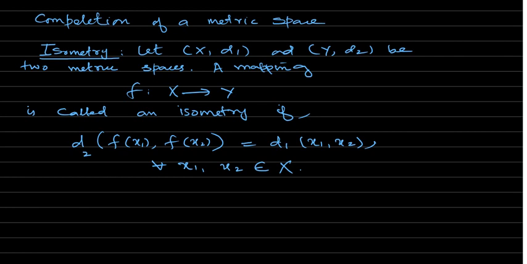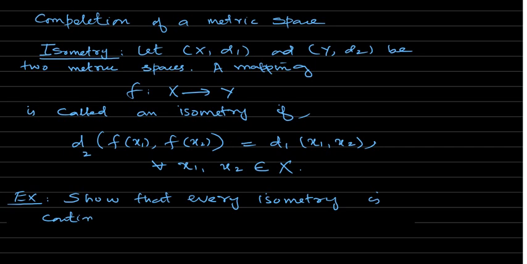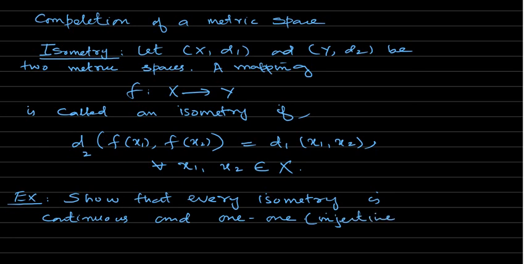So the first observation is that this function, which is an isometry, is obviously continuous and it's also 1-1. So let's first check that this function is 1-1. That's actually straightforward. I can see it directly from the definition. So let's write it in the form of an exercise. Show that every isometry is continuous and 1-1, or you can say injective. Continuous and injective.